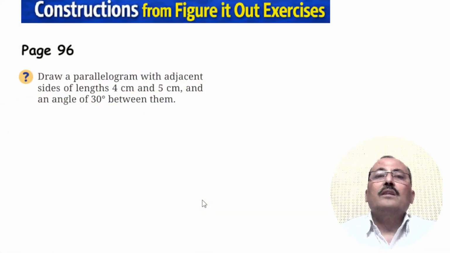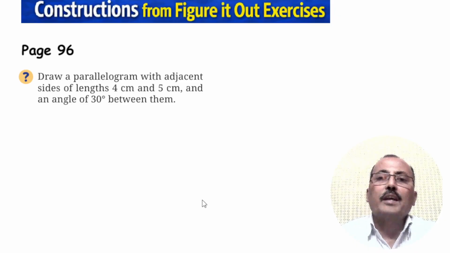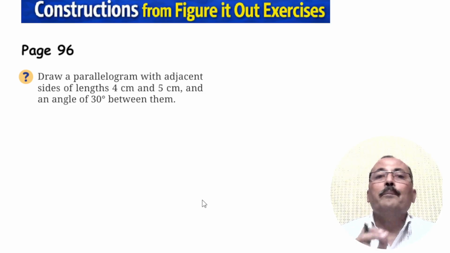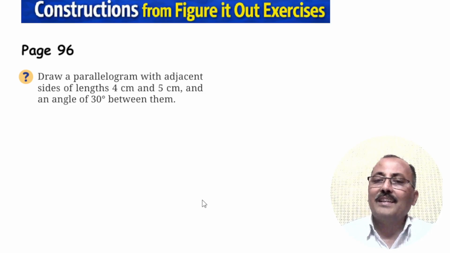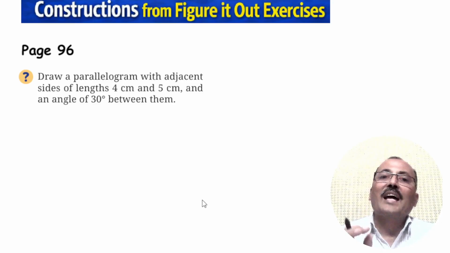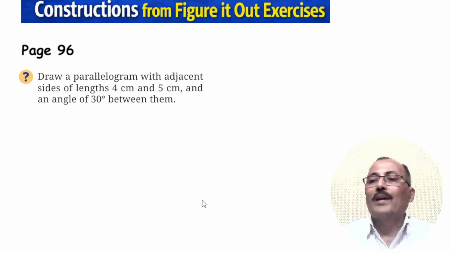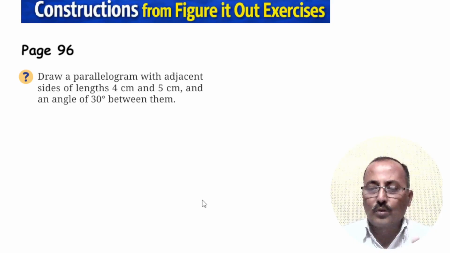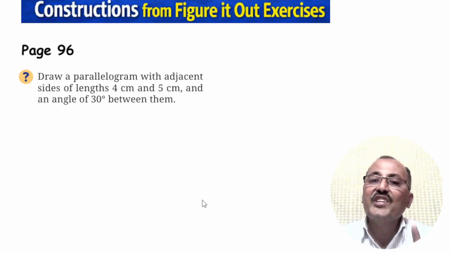Our next question in the textbook from page number 96 is as follows. Draw a parallelogram with adjacent sides of length 4 cm and 5 cm and the angle between them is 30 degree. Listen carefully. Here they gave the parallelogram in the question itself, and the adjacent sides, but they didn't give diagonals. In the previous question they gave diagonals, here they are giving adjacent sides. Whatever they give, surely they would have given sufficient information.